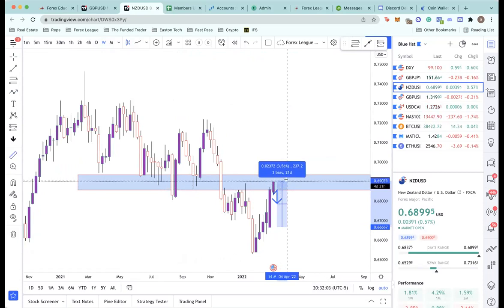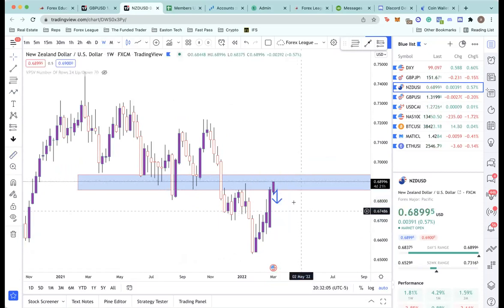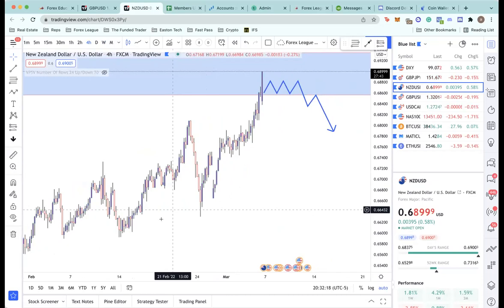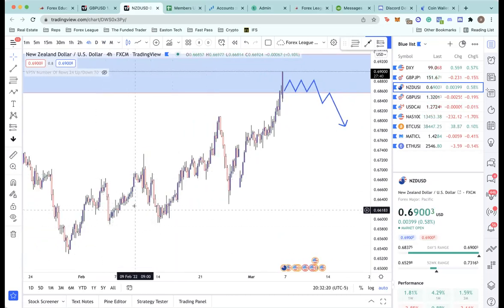Now we're sitting in this 6,900 area, which is still a resistance area, but we did break this previous resistance right here. We need to see some rejection. So let's come down to the 4 hour. The 4 hour is really bullish, right? It has been making higher highs, higher low, higher high, higher low.